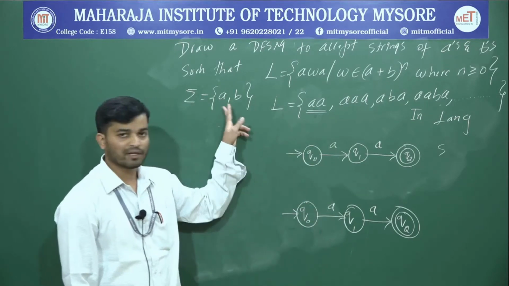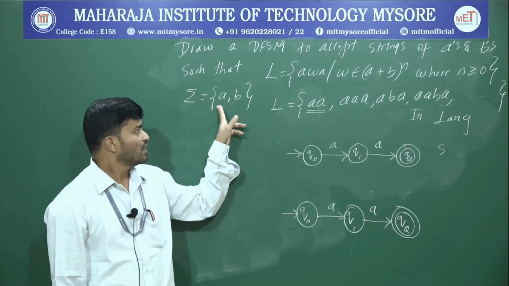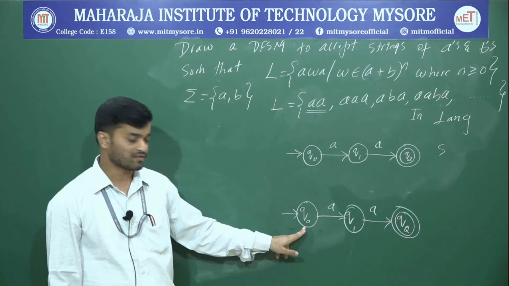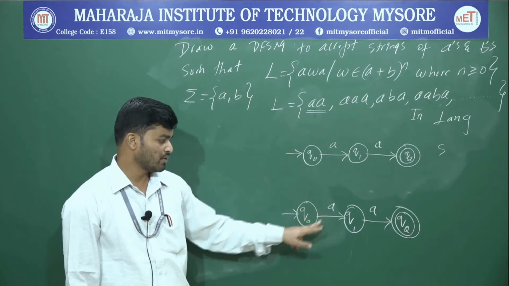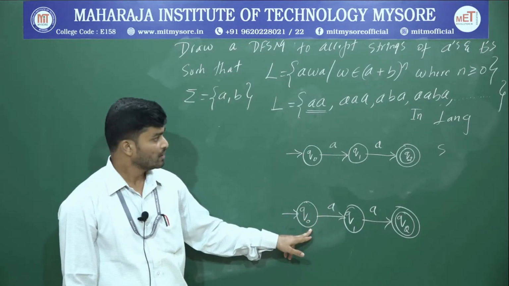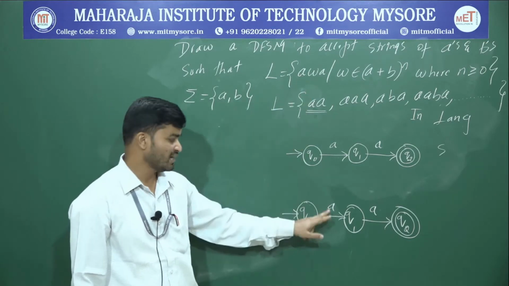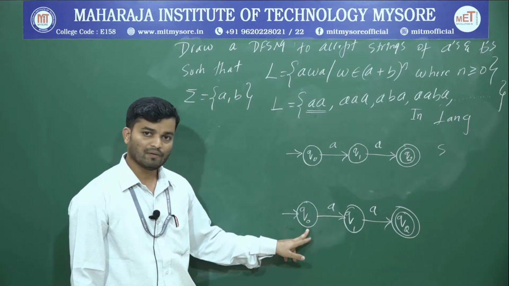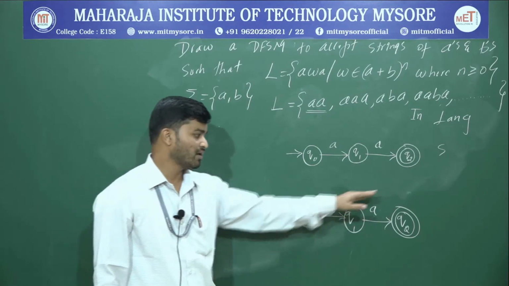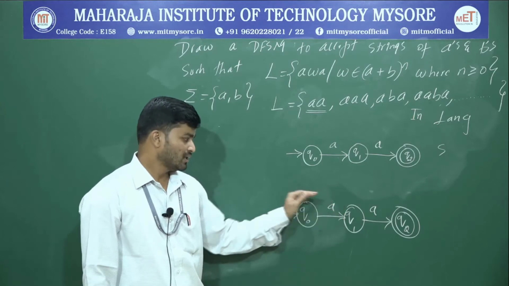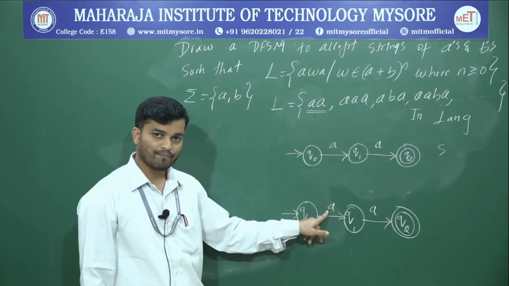Now just check sigma. Sigma is A comma B. If it is A comma B, from each state there should be exactly 2 paths. Already there is a path for A. Now I have to build a path for B. So just check the question. It should start with A. If it is starting with A, I should not disturb this one. If I connect anywhere, either with a loop or with the nearest state, that will disturb starting with A.